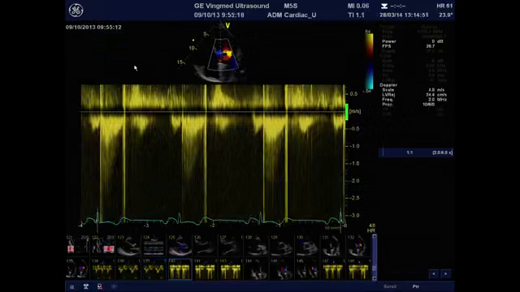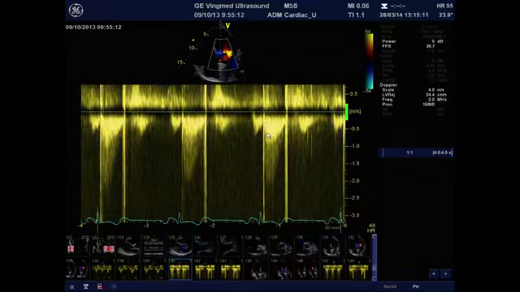Then you will interrogate your prosthesis with the continuous wave Doppler. Here you can clearly see the brief opening and closing of the aortic valve. And also you should note that this is a triangular shaped envelope and that it's an early peaking with an acceleration time really short, less than 80 milliseconds.